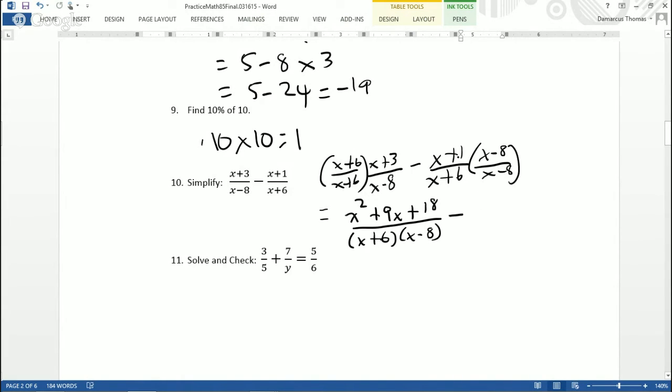Minus, what do we get up top here? X plus 1 times x minus 2, we know the first term is going to be x squared minus 7x minus 8. And then again on the bottom we get the same.